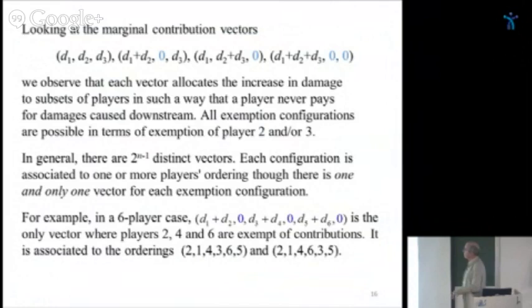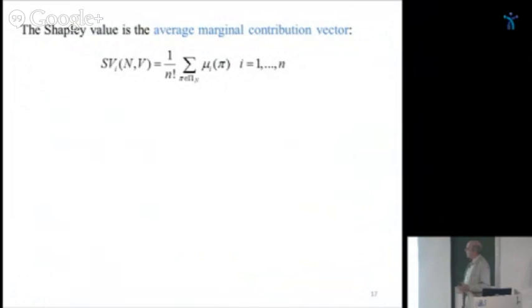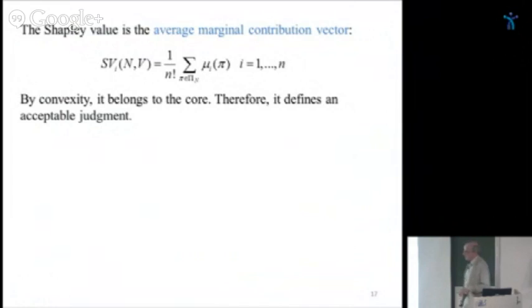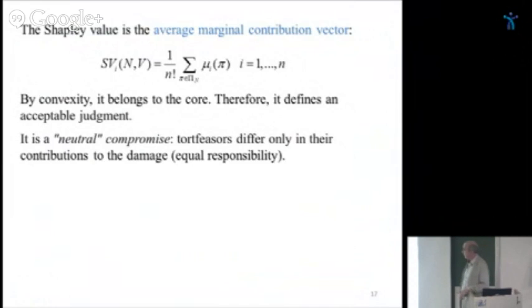Okay. So a judge may decide to exempt some players. We know that the first player cannot be completely exempted. The Shapley value, you know it, is the average marginal contribution vector. By convexity, it's a core. In general, it's a core allocation. Therefore, for liability games, it defines an acceptable judgment. It's a neutral compromise. Tortfeasors differ only in their contribution to the damage.